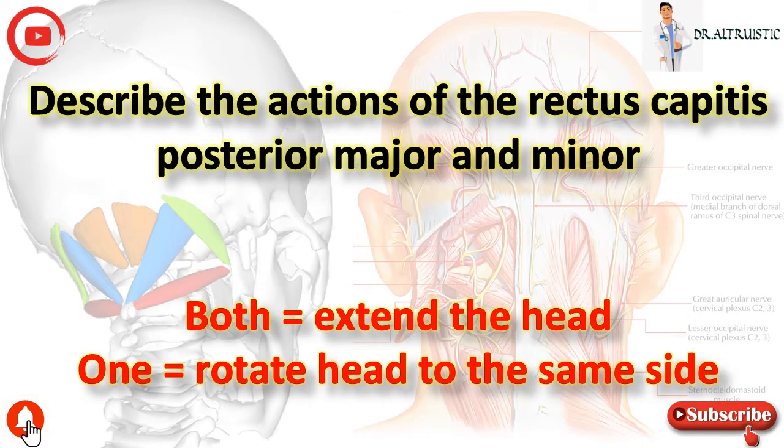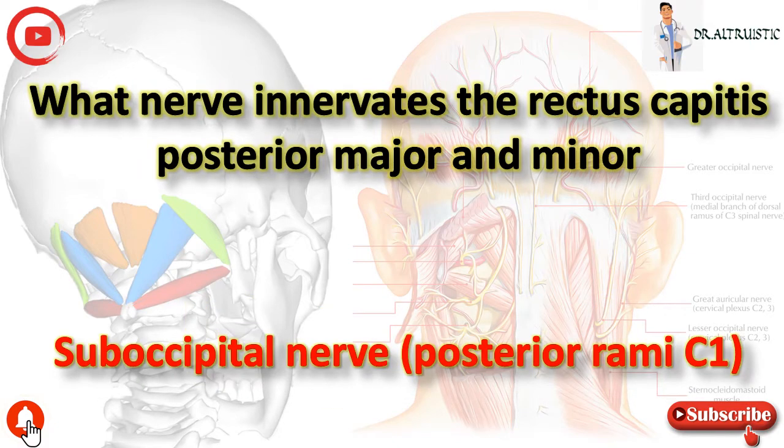Describe the actions of the rectus capitis posterior major and minor. Both equals extend the head. One equals rotate head to the same side. What nerve innervates the rectus capitis posterior major and minor? Suboccipital nerve, posterior rami C1.